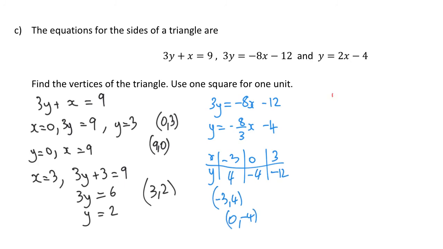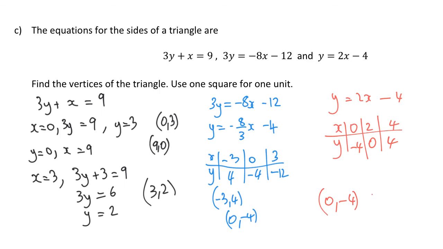And then the last one, we've got y = 2x - 4. So our table of values for that, pick 3 x values, say 0, 2 and 4. When x is 0, 2 times 0 is 0, 0 take away 4 is -4. When x is 2, 2 2's are 4, 4 take away 4 is 0. And when x is 4, 2 4's are 8, 8 take away 4 is 4. And we've got three coordinates there: (0, -4), (2, 0), and (4, 4).